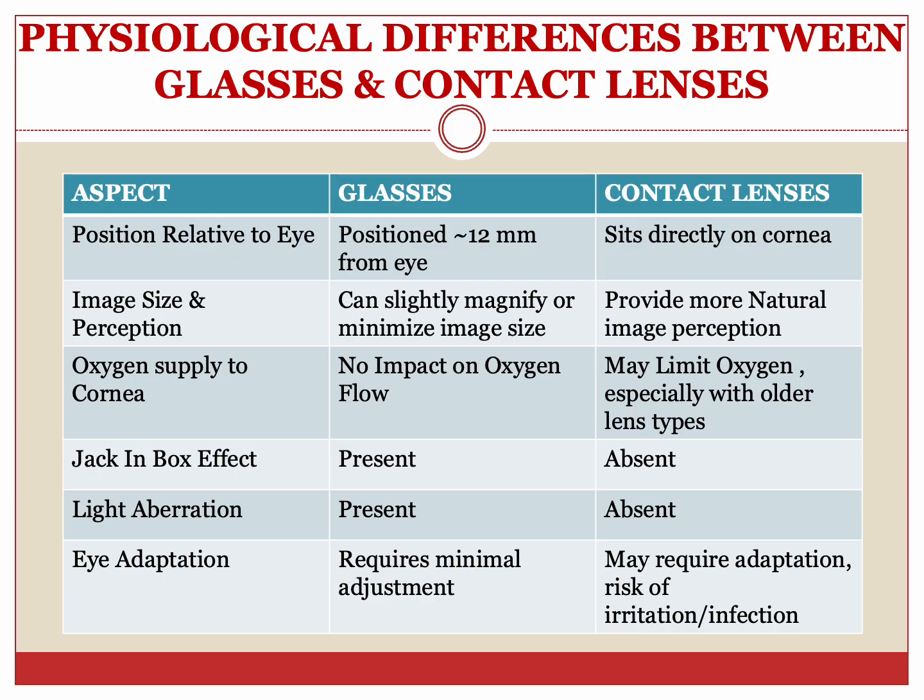While in contact lenses, your whole visual field is covered by the contact lenses because they sit directly on the entire cornea. So there is no jack in the box effect.